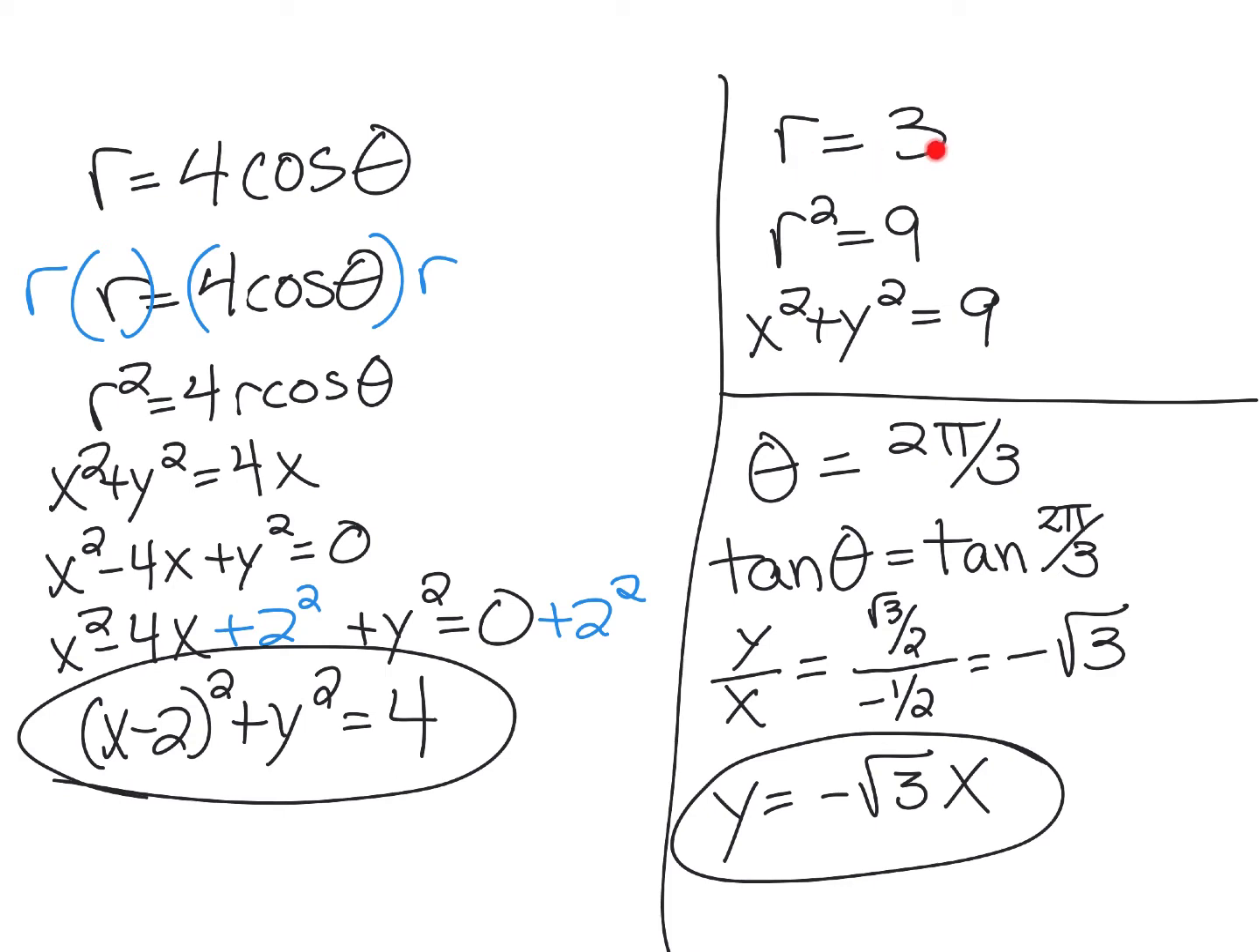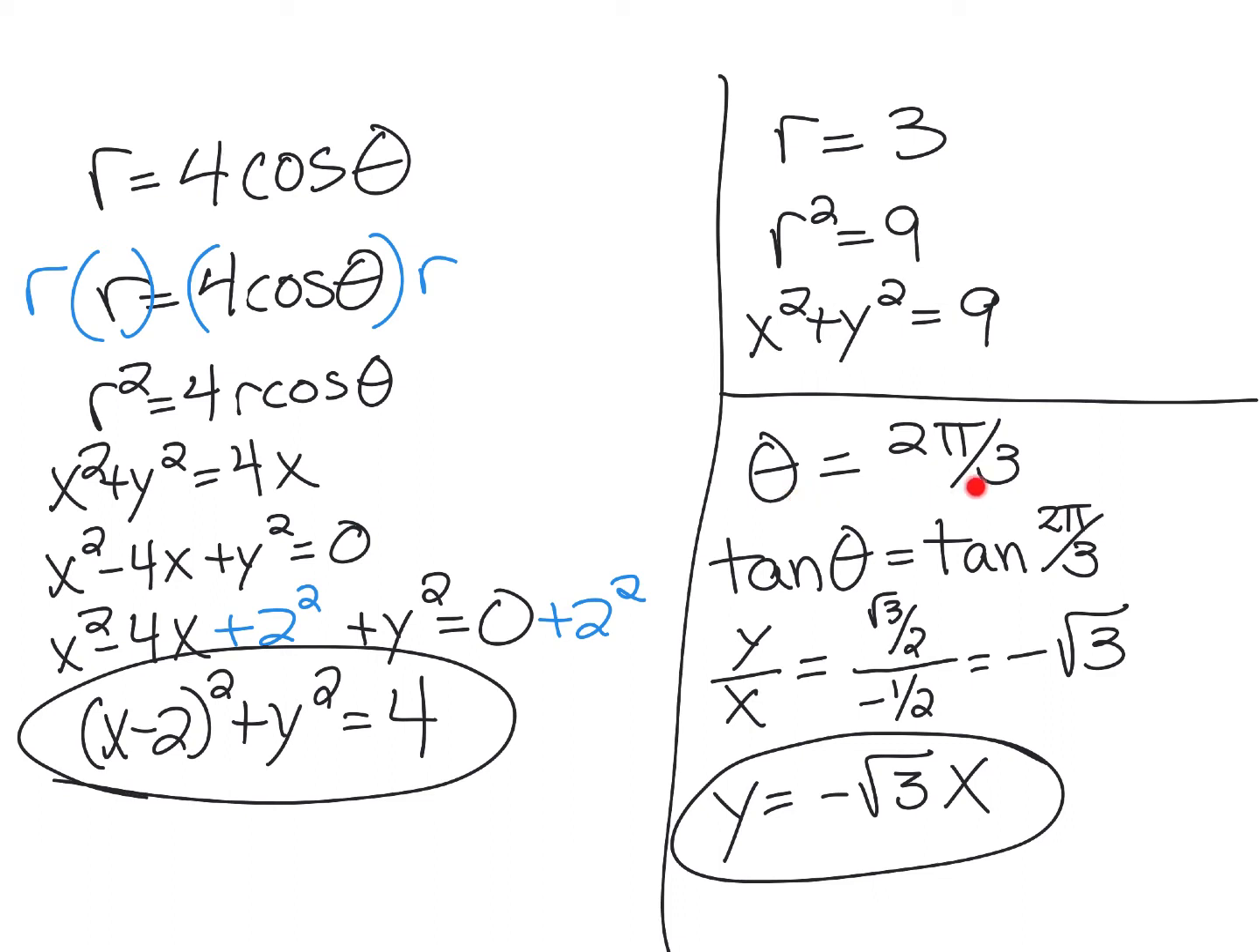Now, what if r equals 3? Well, square both sides, boom, and we get r squared is x squared plus y squared. We recognize this as the circle centered at the origin, radius 3.